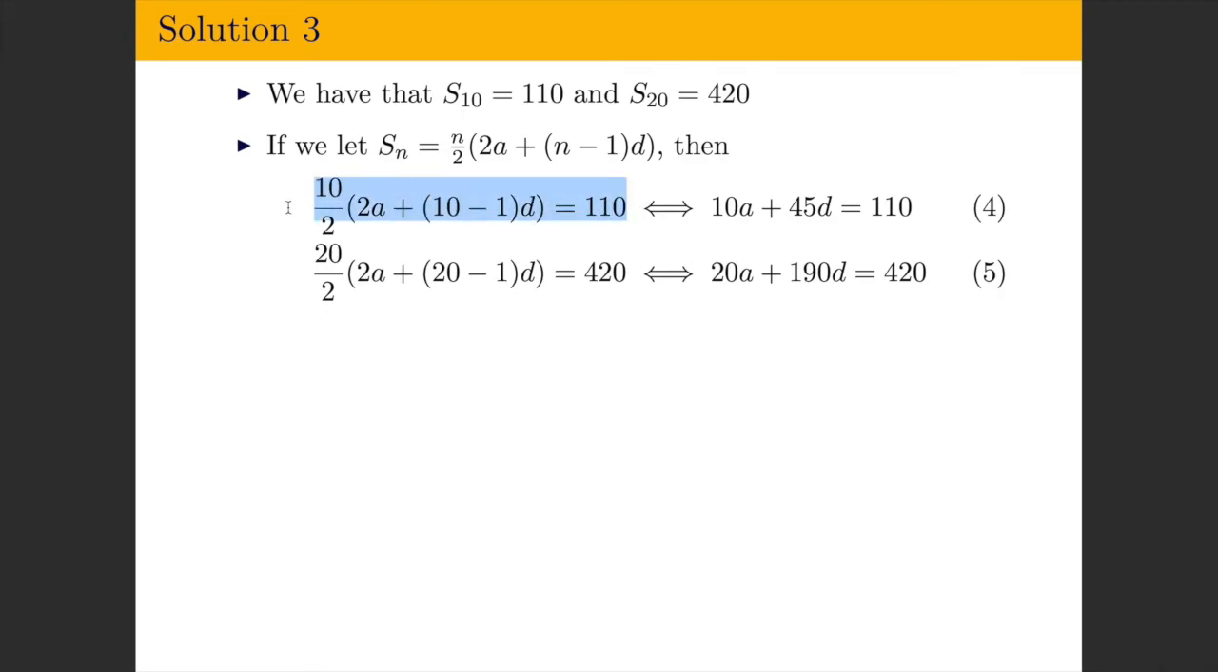Notice I've put 10 over 2 here, and I've substituted in n as 10. If you simplify this expression just a tad, what you get is 10a plus 45d just by expanding the brackets. So you get 10a plus 45d is 110. And the other piece of information is we're told S20 equals 420. So you substitute in n equals 20, and when you expand these brackets, you've got 20 over 2 times 2a. So that's 10 times 2a, which is 20a. And you've got 10 times 20 minus 1, that's 19. So 10 times 19 is 190d.